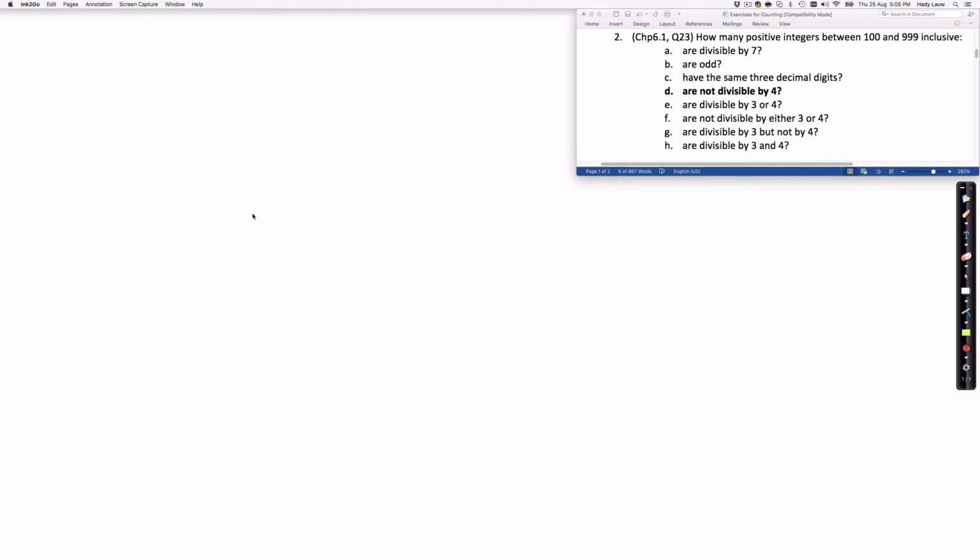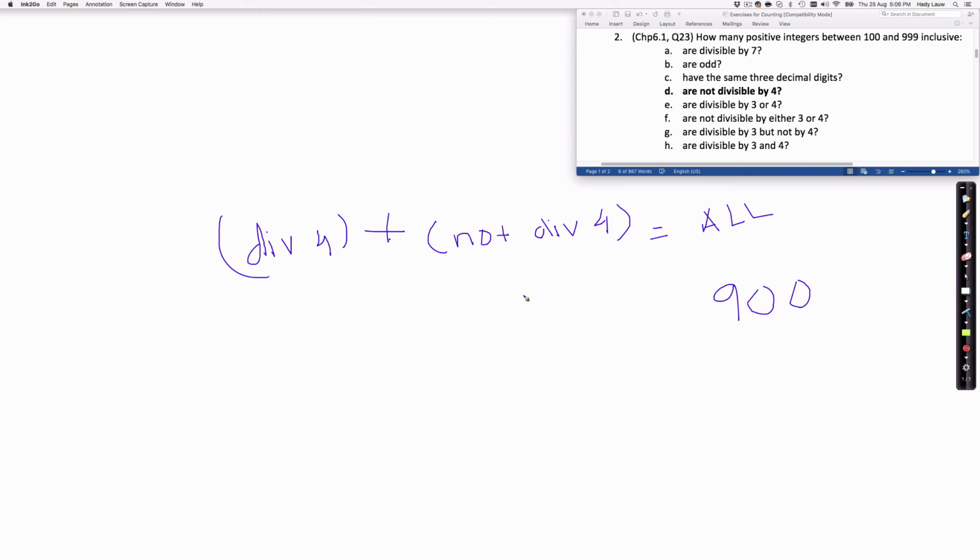So we have all numbers. Some numbers are divisible by 4, and some numbers are not divisible by 4. The sum of all those numbers is essentially all the numbers that we have. Now, because we have a range of 100 to 999, we have 900 numbers. And the number that we are interested in is the one which is not divisible by 4.